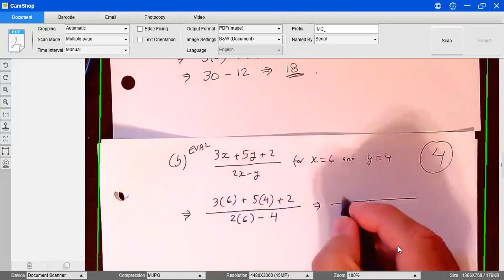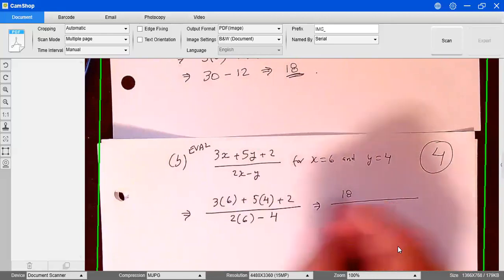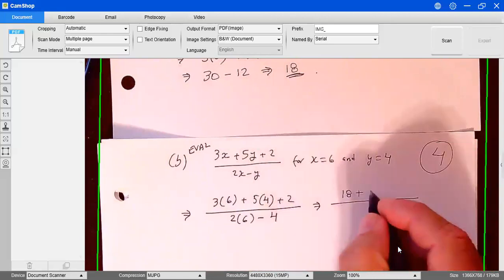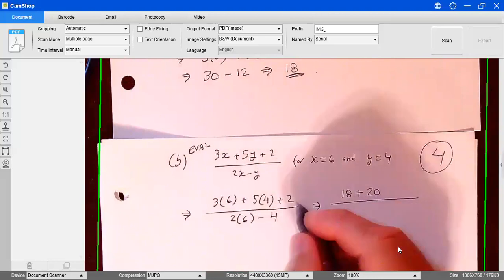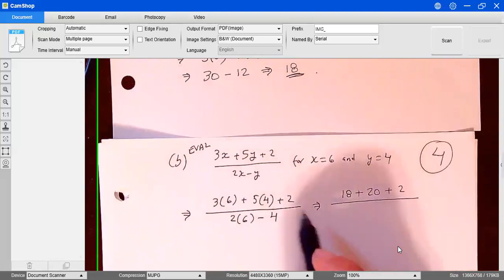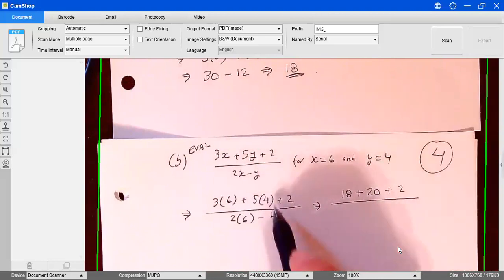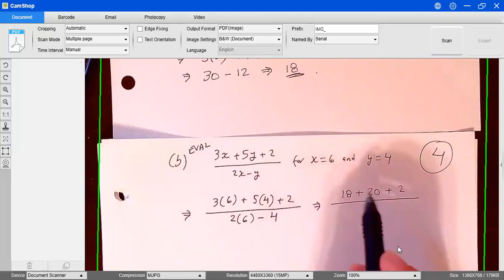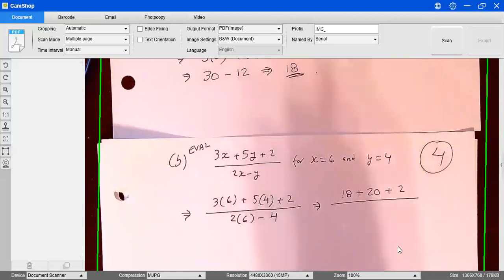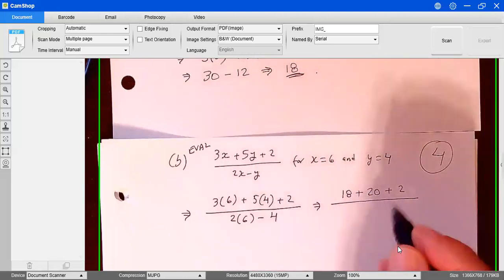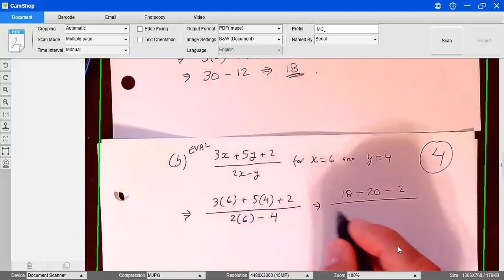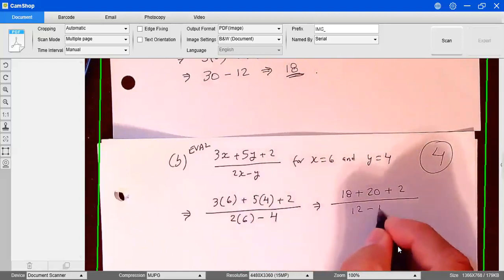3 times 6 is 18, plus 5 times 4 is 20, plus 2. So you leave additions and subtractions to the end, or to the last part, unless they are enclosed in parentheses, then you proceed with that first. 2 times 6 is going to be 12 minus 4.